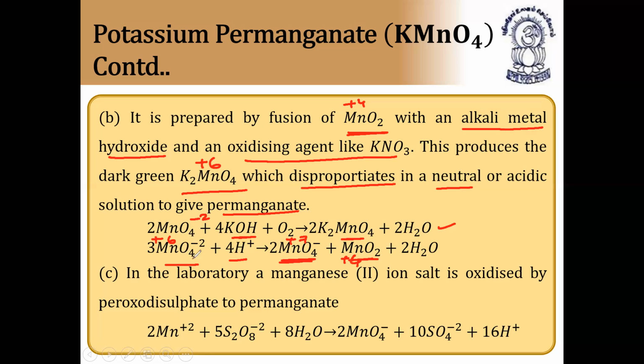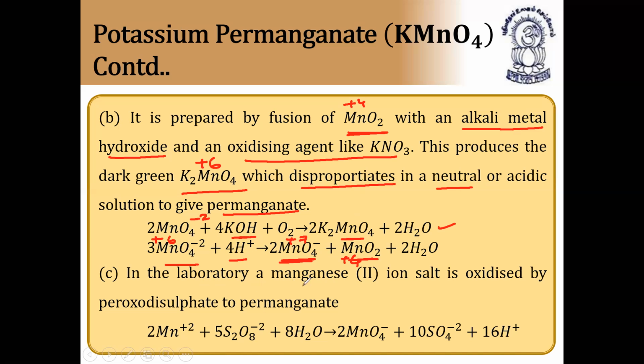So +6 changes to +7 and +4. An increase in oxidation number is called oxidation, and manganese +6 changing to manganese +4 is a decrease in oxidation number, called reduction. That's why this is called a disproportionation reaction. So the manganate ion in acidic medium changes to the permanganate ion along with manganese dioxide, a disproportionation reaction in a neutral or acidic solution. We can take it in water or even in acidic solution, that is H plus ions.